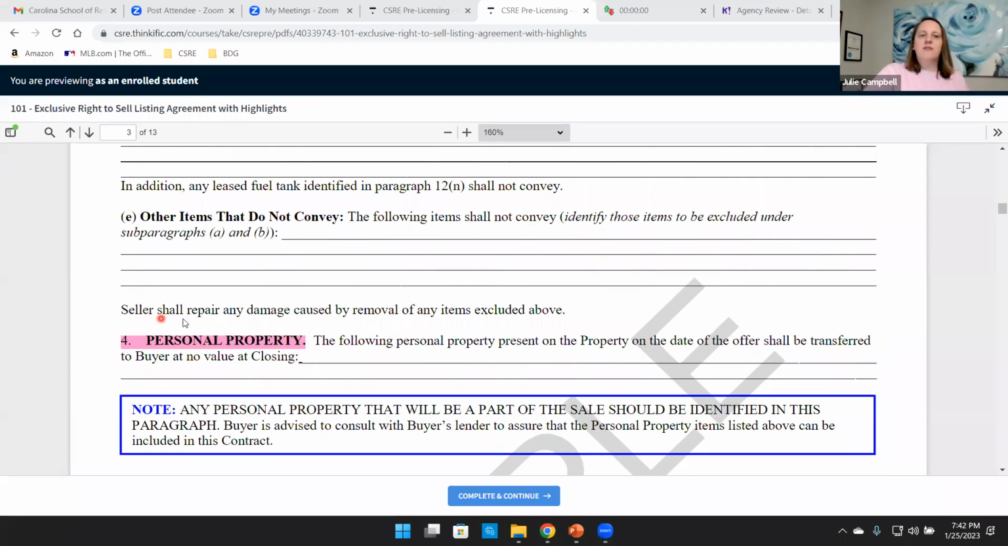If they do take any fixtures, it says right here that they're going to repair any damages caused by the removal of any of the items excluded above. So they just can't rip the ceiling fan out of the ceiling and leave a big hole, right? They got to do something to repair that, maybe replace it with something. That's what we're having a conversation about. Great, you're taking the ceiling fan down. What are you going to do with that part of the ceiling?